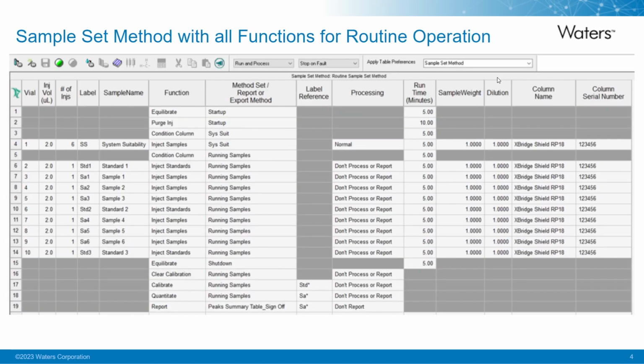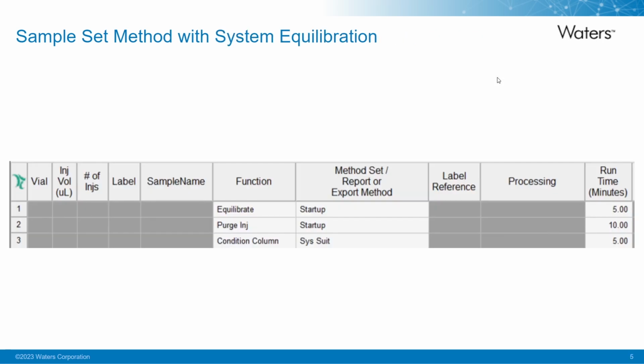And we have a number of functions in the sample set method to make it a little bit easier to prepare the system in the morning. And we can build this into the sample set method. And let's get a closer look here on this slide. For example, we can equilibrate the system, purge the injector, condition the column, and we can build it into the sample set method so that once we start that sample set method running, it would automatically go through these steps.